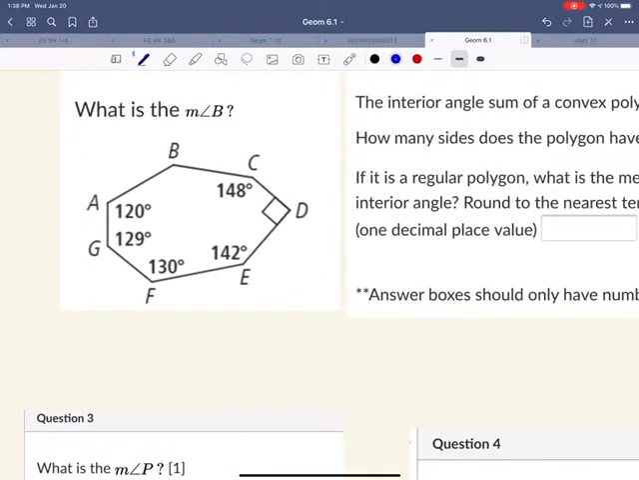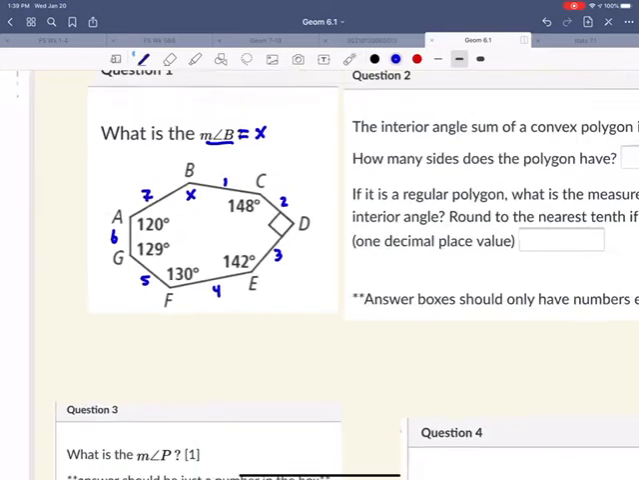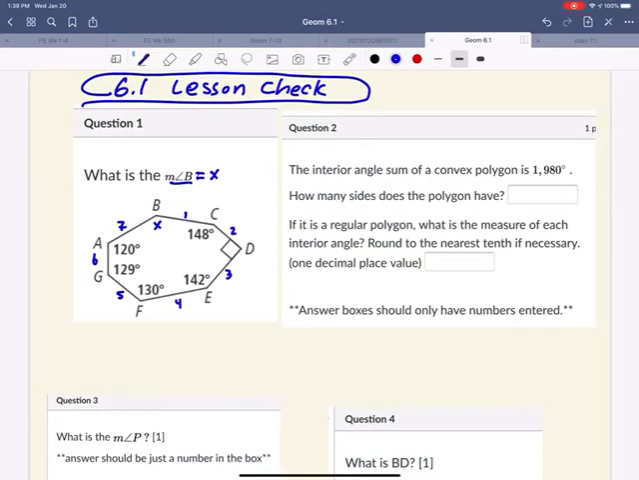Question number 1, it says, what is the measurement of angle B? So we don't know what it is. That's what we're solving for. We could call that X, and then when we find that out, we'll have our answer, right? So let's count how many sides we have. This is a heptagon. All of those are interior angles and we're adding them up. So that's the interior sum.